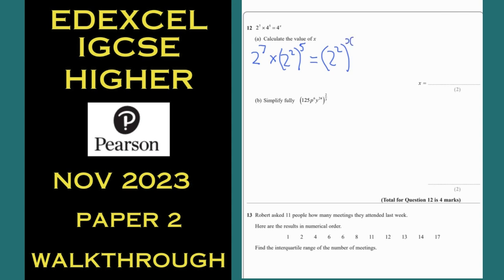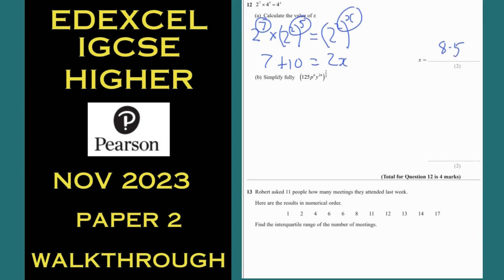So firstly, don't forget that power to a power means multiply. That has already cropped up. And don't forget that when you multiply, you add the powers. And if they're equal, we can simply say that 7 added to 10 must equal 2x. And there we go. 2x is 17. x is 17 over 2. I'll carry on my theme of decimals though.